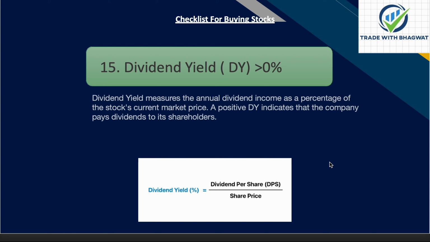The dividend yield. The dividend yield measures the annual dividend income as a percentage of the stock's current market price. A positive dividend yield indicates that the company pays dividends to its shareholders. But do you know one thing? When can a company pay shareholders a dividend? Unless and until they are in profit, they can't pay a single penny to shareholders. So make sure if a company is paying a dividend, that means the company is technically in profit.